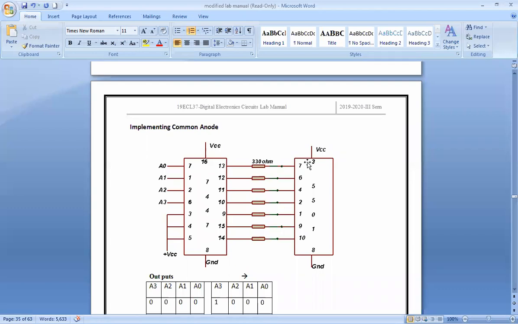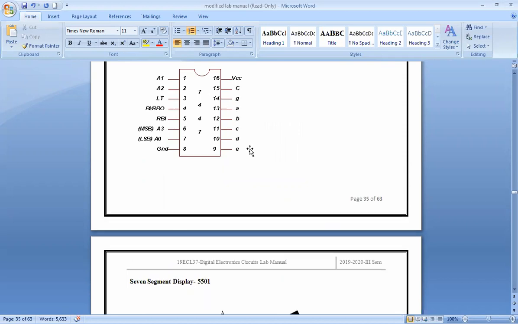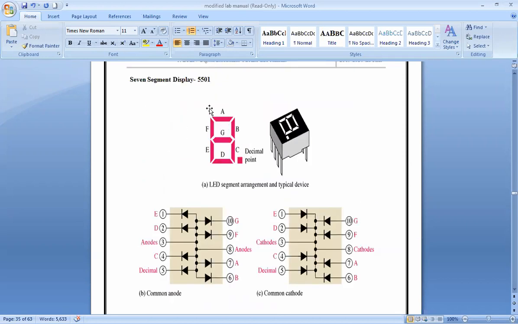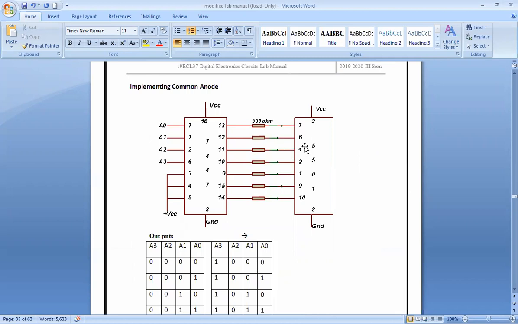As your pin numbers are given here, you can see that your 13 is connected to 7. So let us see what is 13. 13 is nothing but A. So which means this is your A. If this turns on, which means your A LED is turning on. So that is only your 5501. Any doubt, students, as to how this connection is done? Any doubts? No, sir. Okay.